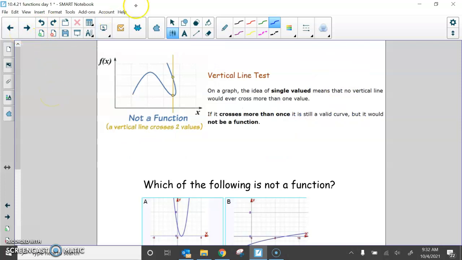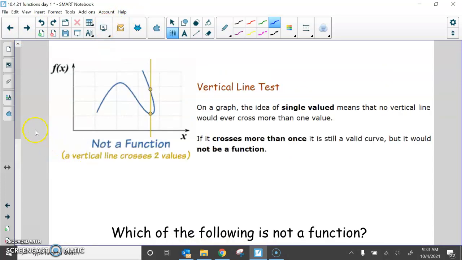Okay, then we have the vertical line test. It says on a graph, the idea of single valued means that no vertical line would ever cross more than one value. That's what the vertical line test tells you. If it does not cross more than one value, then it's a function. If it crosses more than once, then it is not a function. Notice on this example on the left side, they drew this vertical line and it crosses not only here, but also there. So that is not a function.